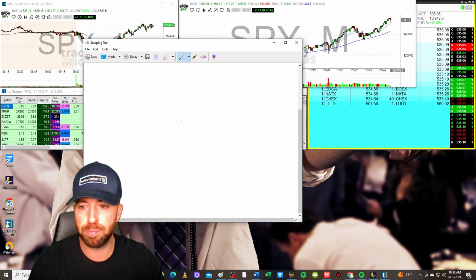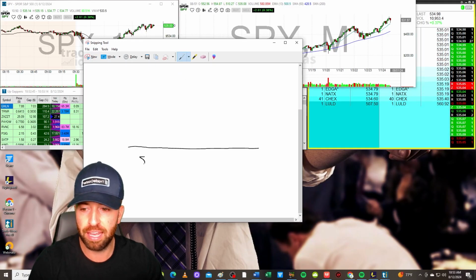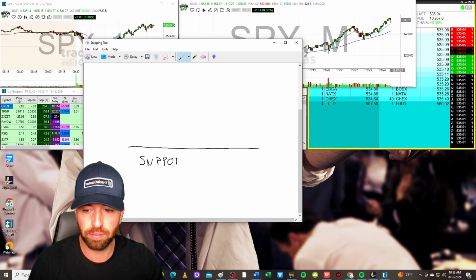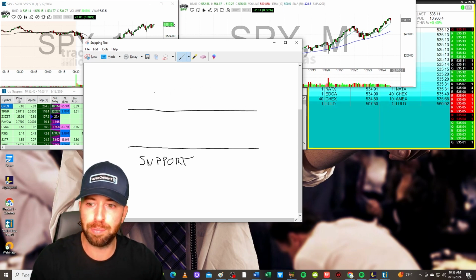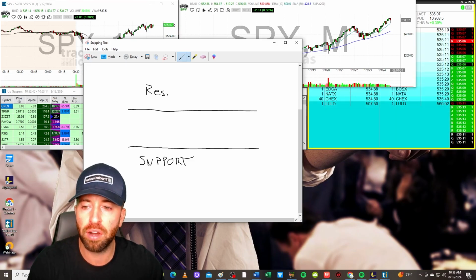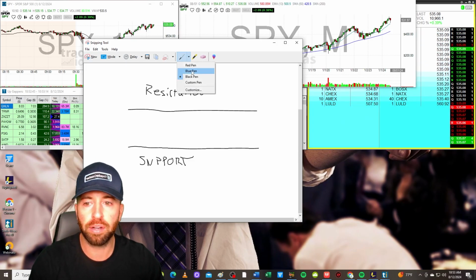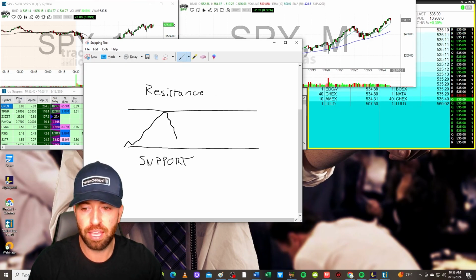When we have our support, it is just in simple terms, this is going to be our bottom. It is going to be our floor. So we are going to have our support right here. We also are going to have our resistance, which is going to be our top, and this is going to be our ceiling. This is going to be our roof. And all we're going to be looking for is the stock to go back and forth in between them.